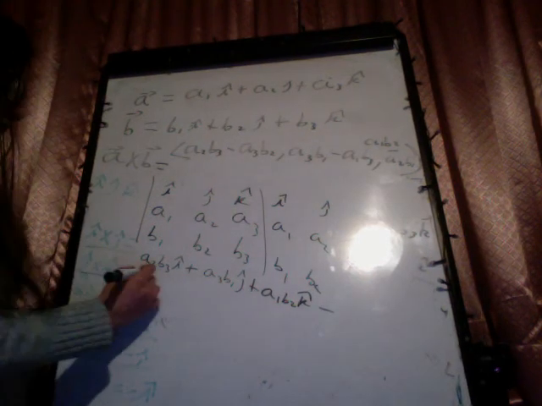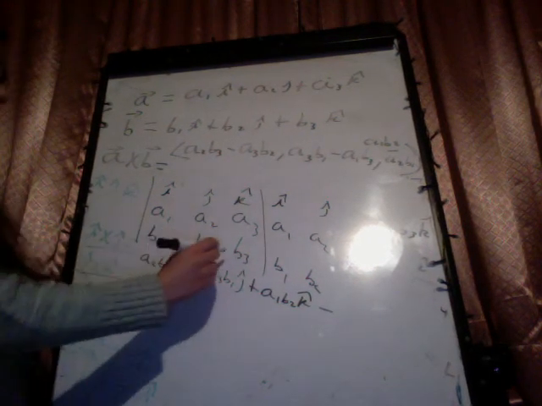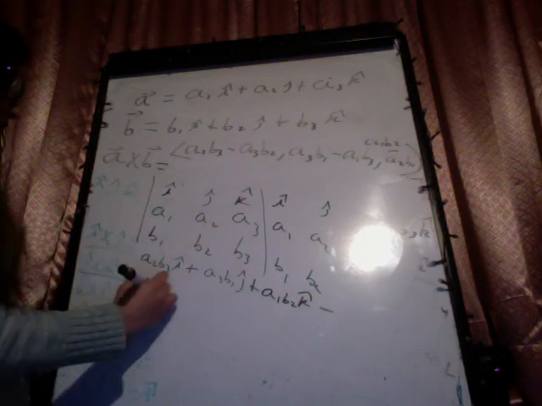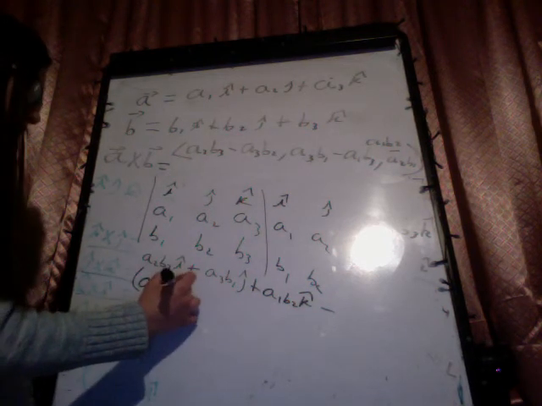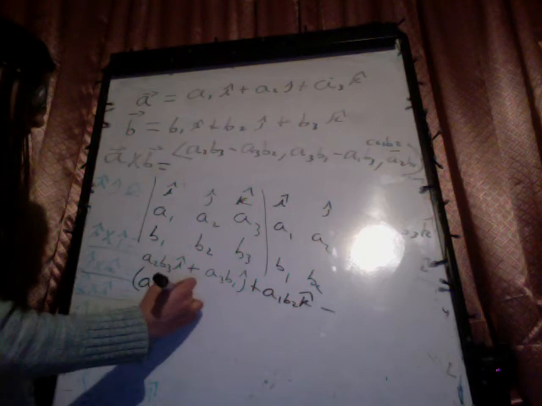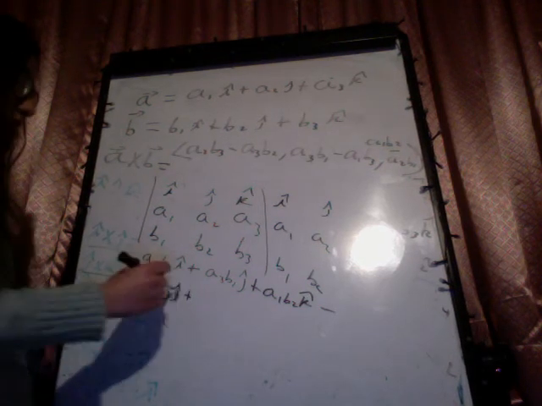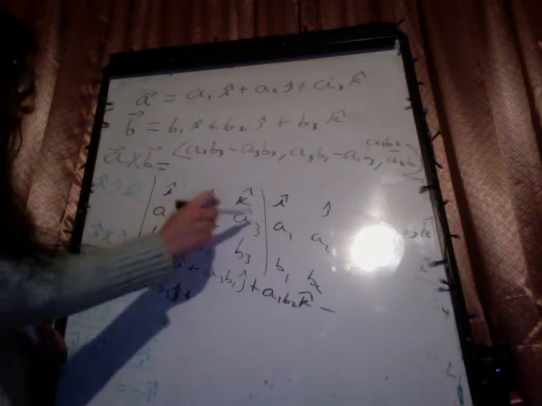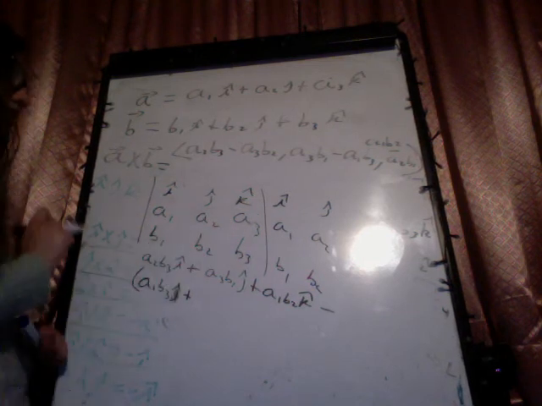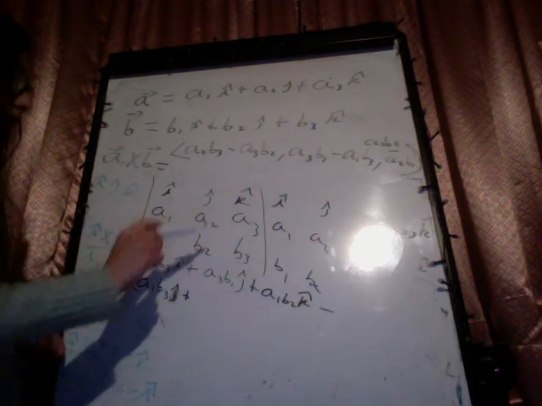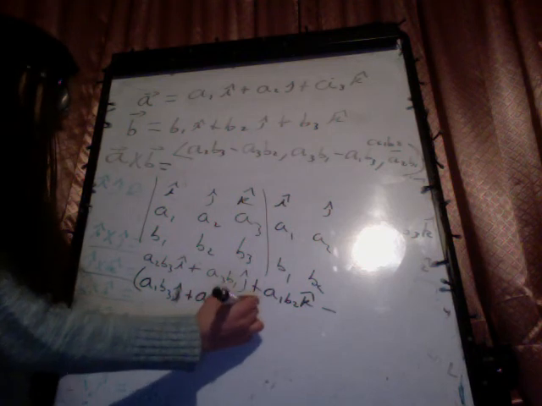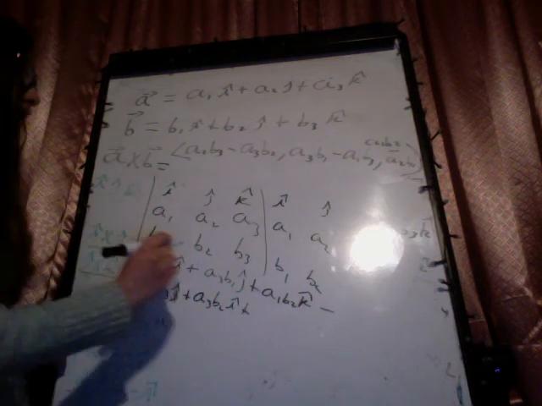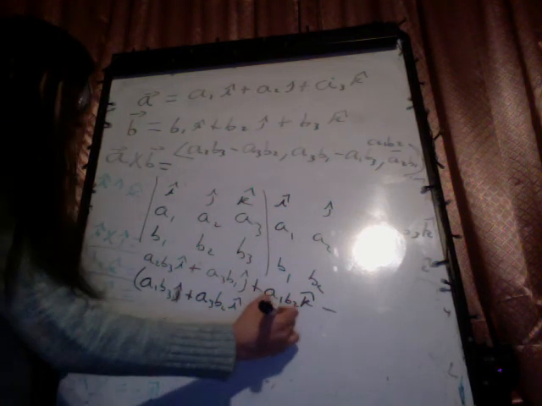No, so minus A1 B3 J plus, this plus is inside the parentheses, so at the end it would be minus this times this, and what's next? This. So is this A3 B2 I, plus the last one, A2 B1 K.